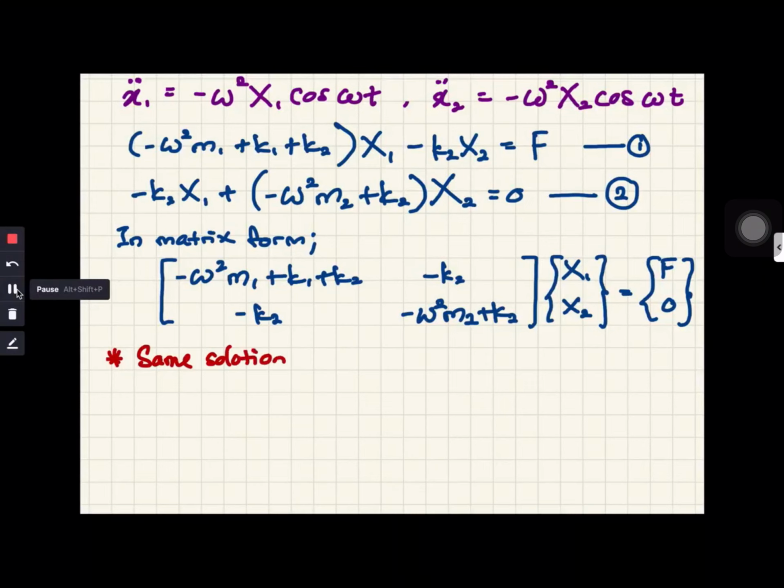Same solution, or put as similar solution as first degree of freedom system. I think we did the same thing as second degree of freedom system as well, so you can refer back to the notes on that. Okay, so we can solve for capital X1.